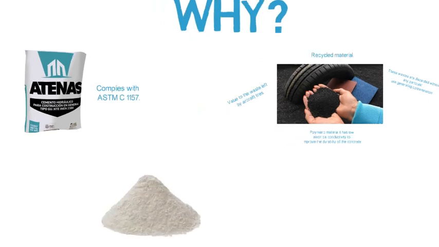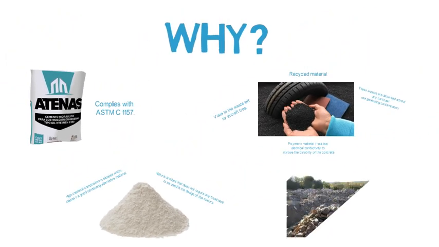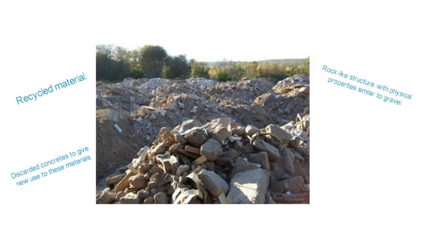The kaolin clay has a high chemical composition in silicates, which makes it a good cementing alternative material. It's a natural product that doesn't require any treatment to be used in the design of the mixture. Recycled concrete is a recycled material that discards concrete to give new use to these materials. It has a rock-like structure with physical properties similar to gravel. Its use minimizes the damage to the landscape that the great accumulation of this type of waste generates.